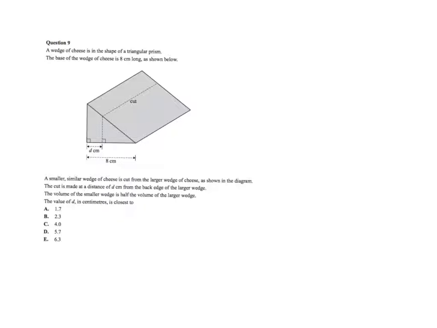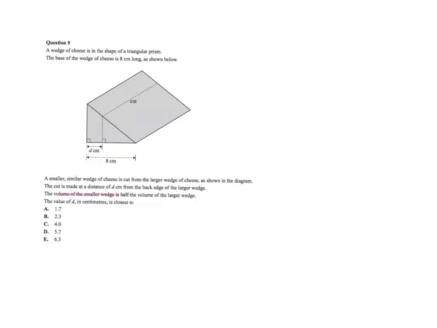Okay, when you look at this question, the wedge of cheese is in the shape of a triangular prism. The base of the wedge is 8 centimeters long as shown. A similar wedge of cheese is cut from the large wedge as shown in the diagram. The cut is made at a distance of d from the back of the wedge, and you can see all of that in the diagram. The volume of the smaller wedge is half the volume of the larger wedge.